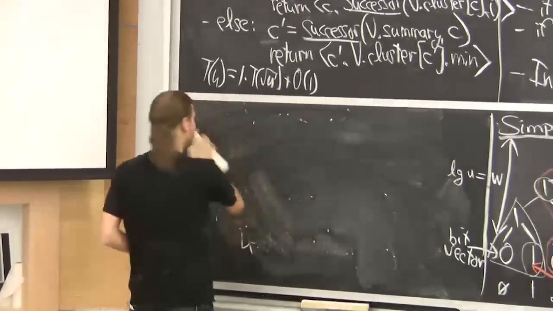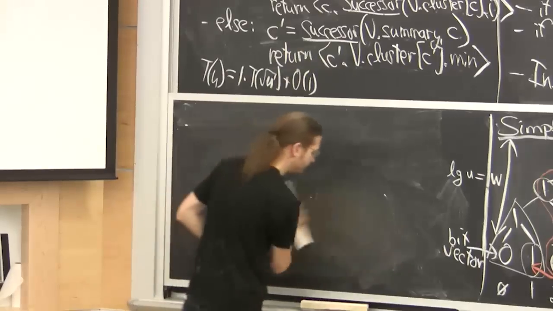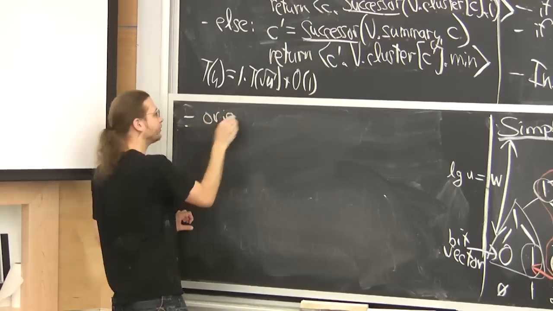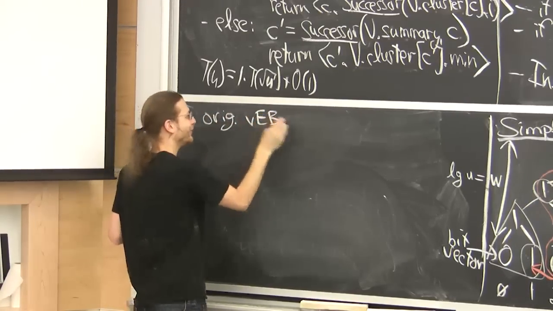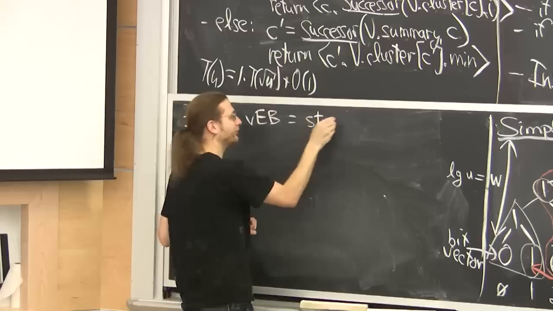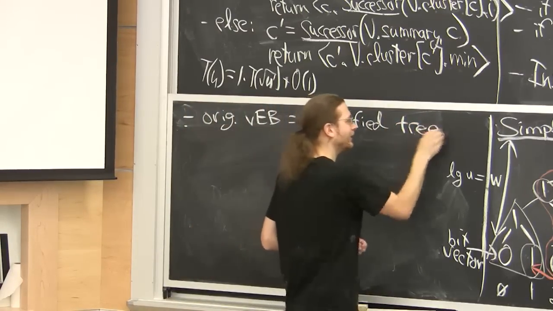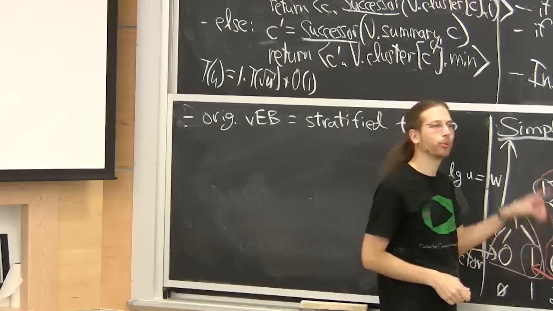So, call this original Van Emde Boas, which I'll call stratified trees. That's what he called it. It's basically this tree structure with a lot more pointers.